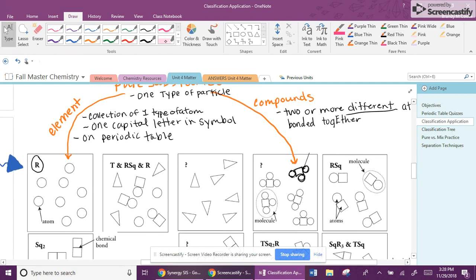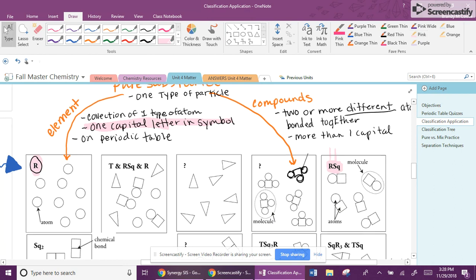Now, that's how we tell the difference between the two. And I just want to point out the difference between how we write their symbols. Here we said there's going to be one capital letter in the symbol, always, no matter what. That means that in compounds, we are always going to see more than one capital letter. For example, right here, these guys are also compounds, and you can see there's a capital R and there's a capital S. Now, there is a little q over here. So what is the importance of this uppercase, lowercase thing?